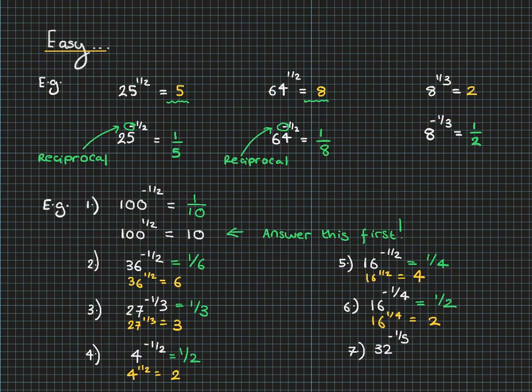And finally, 32 to the power of negative a fifth. Well, 32 to the power of a fifth means the fifth root of 32. So a number multiplied by itself up to 5 times, giving you an answer of 32. The fifth root of 32 is 2, and then taking the reciprocal of that, we get an answer of a half.